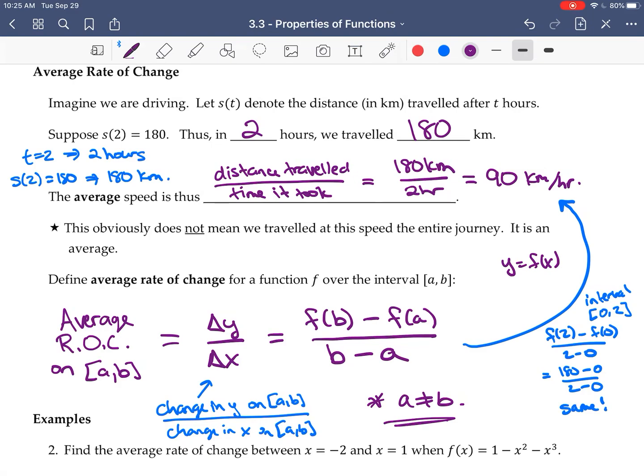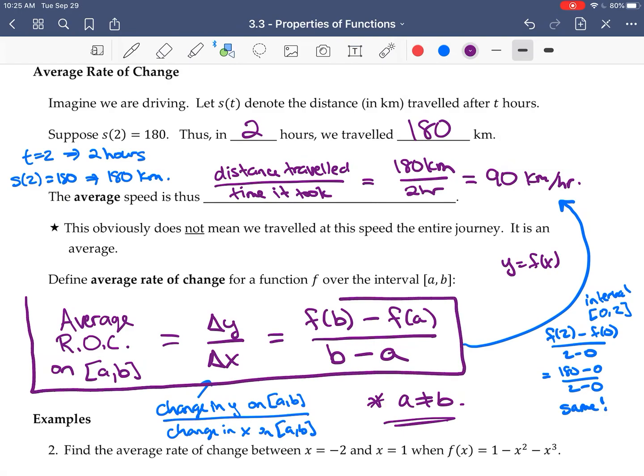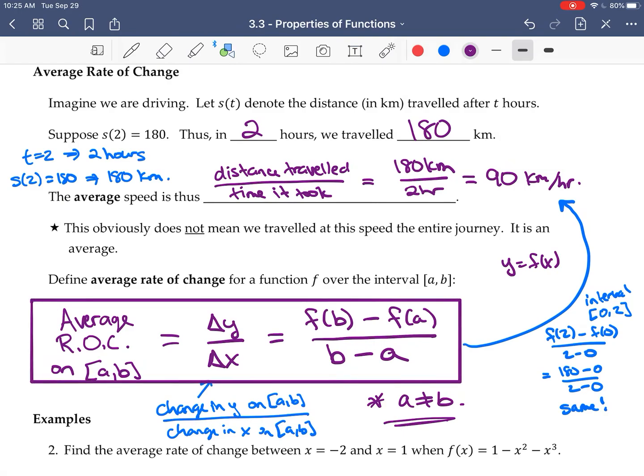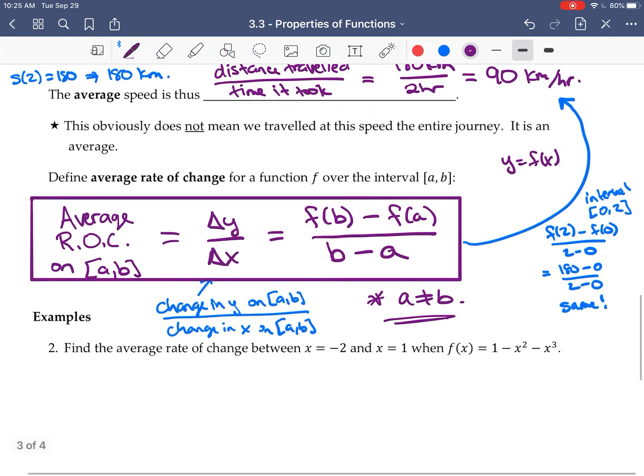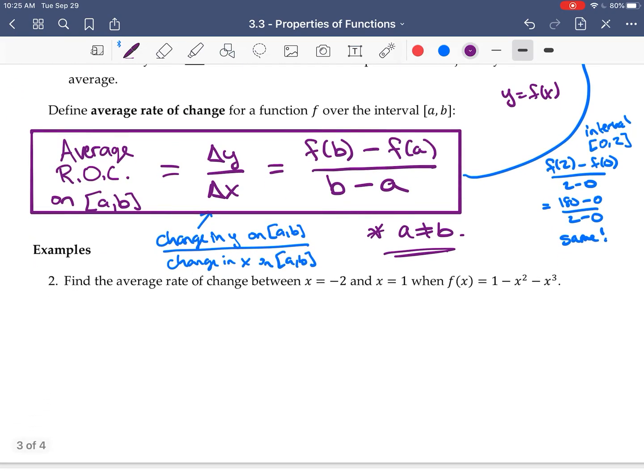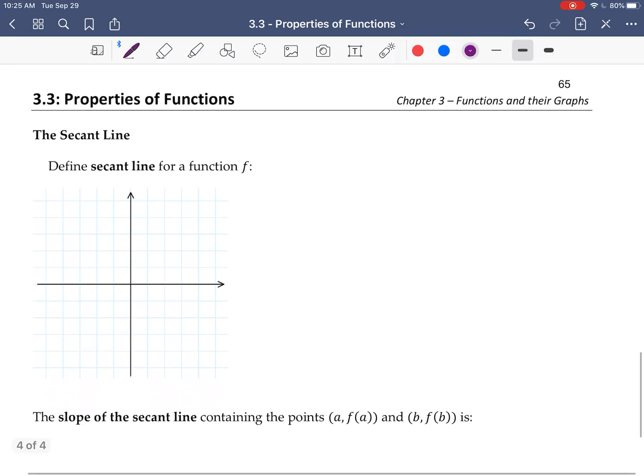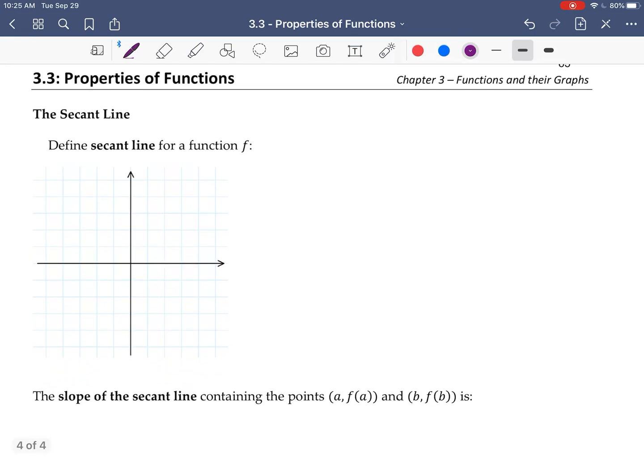So that is the average rate of change. Let me just put it in a box here because this is important. You're always going to be given an interval. Now I'm going to leave example 2 for you to do so you can practice using that formula. And we're going to talk about something that's related, but seems slightly different.